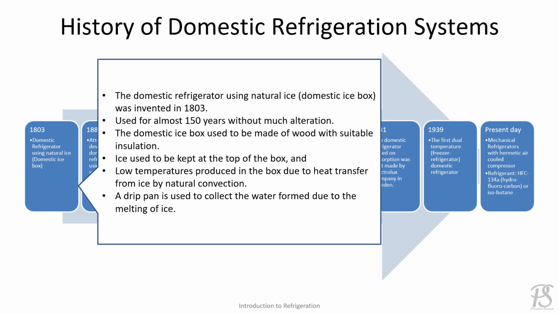The domestic refrigerator using natural ice or ice box was invented in 1803, and used for almost 150 years without much alteration. The domestic ice box used to be made of wood with suitable insulation. Ice used to be kept at the top of the box, as already discussed, and low temperatures were produced in the box due to heat transfer by natural convection. A drip pan used to collect the water formed due to the melting of ice.